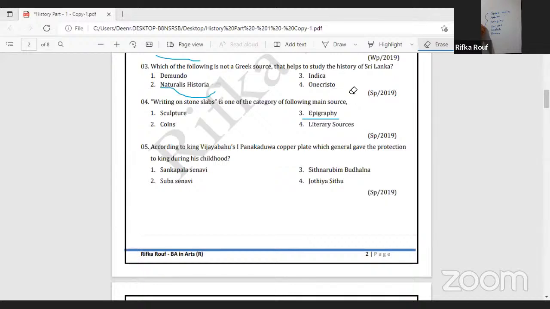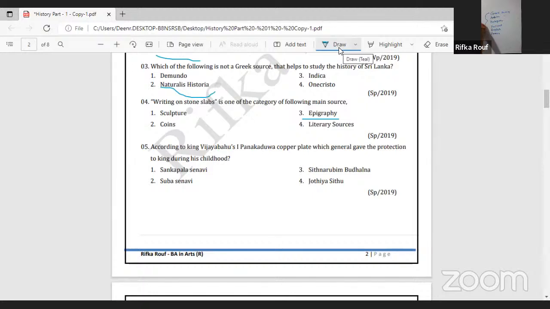Okay, I told you, my dear, when the Kotte kingdom was there, the Kandyan kingdom was also one of the provincial units of the Kotte kingdom. So Jyotiya Situ was a provincial ruler who tried to get independence for the Kandyan kingdom. He organized a rebellion against Parakramabahu VI, who was ruling the Kotte kingdom at the time, but it ended as an unsuccessful one. So that incident is related only to Jyotiya Situ.